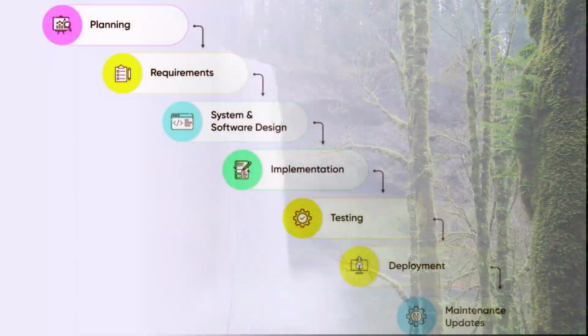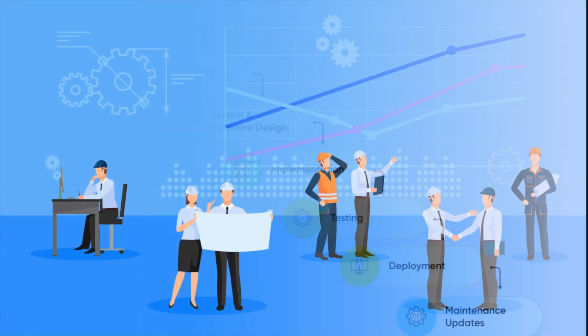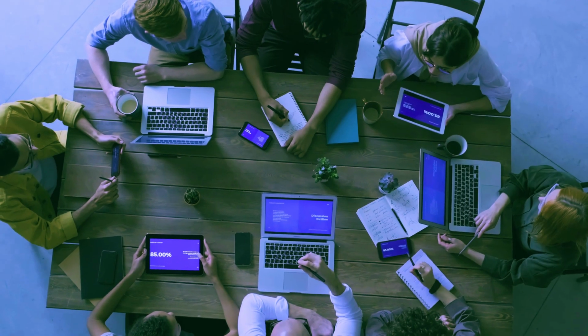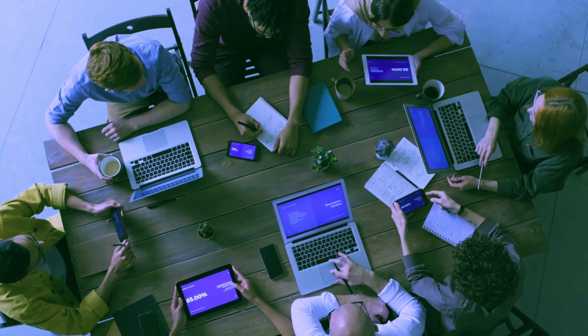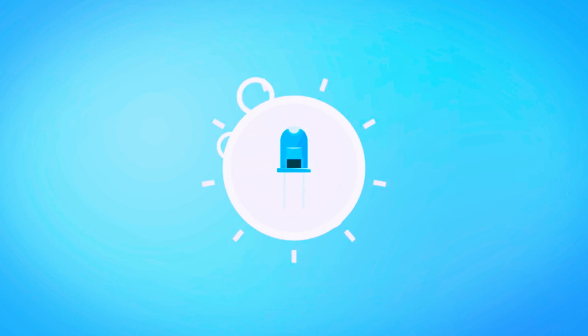Here is how the software development process flows in the waterfall approach: planning, requirements, system and software design, implementation, testing, deployment, maintenance or updates. Since the waterfall approach involves a lot of planning and documentation, it is easy for the development team to understand and use it. However, the waterfall process is expensive, and changes often take time. The approach also involves risks as changes are costly.